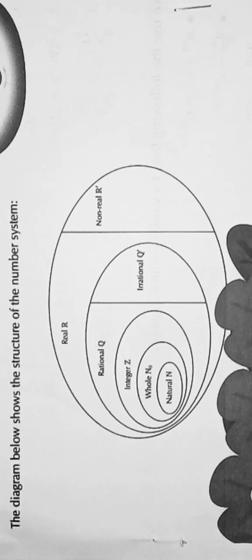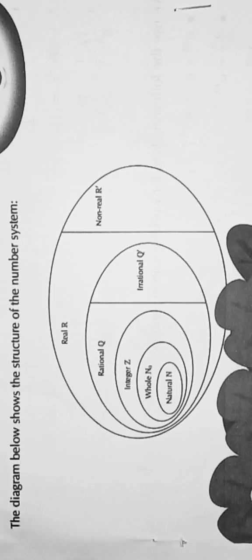They are natural. They don't have a negative. They don't start with 0. They start from 1. Whole numbers are the numbers that start from 0, 1, 2, 3, 4, all the way to positive infinity.